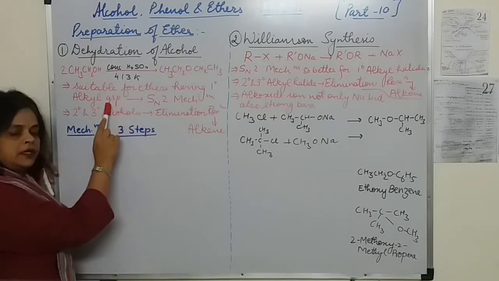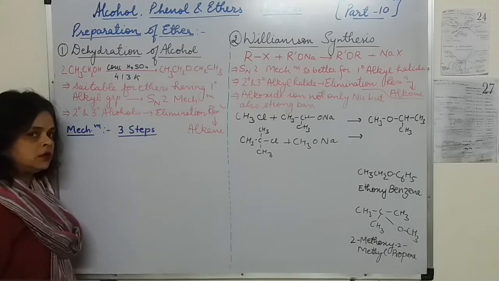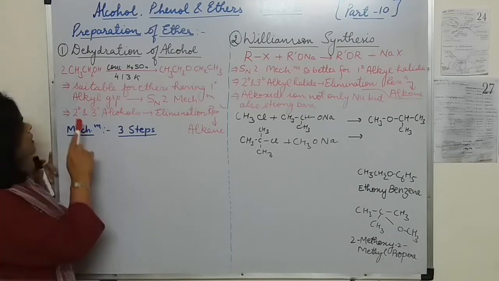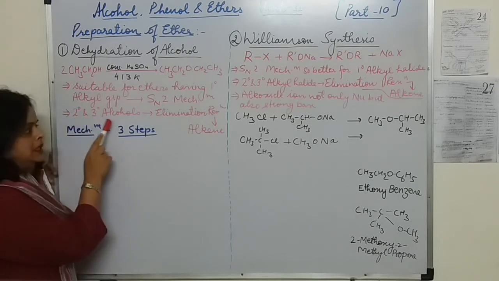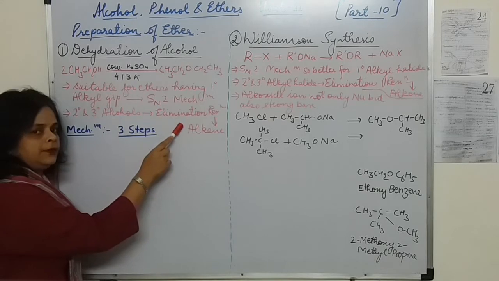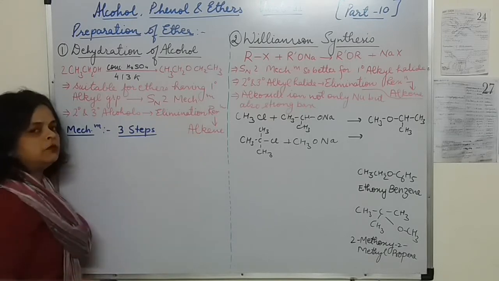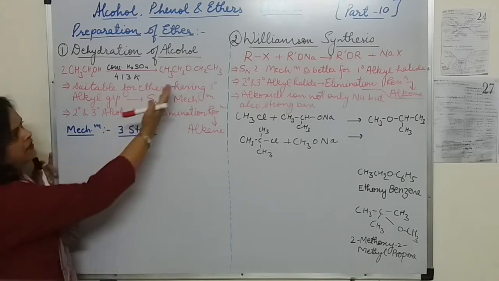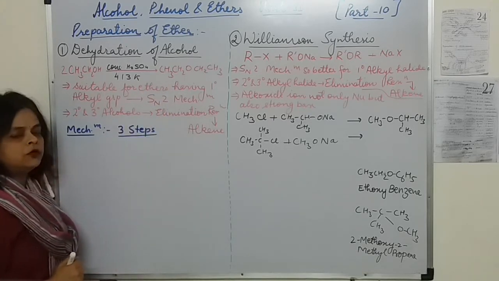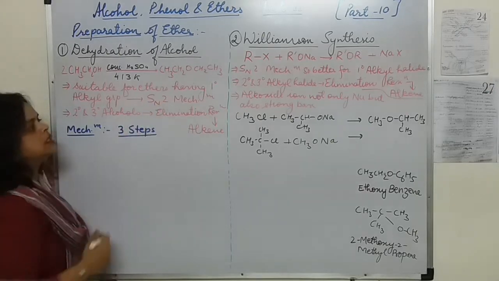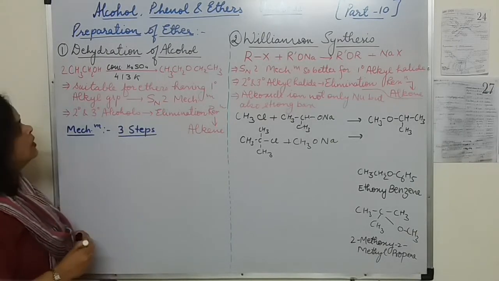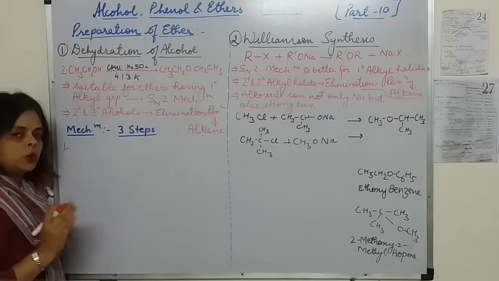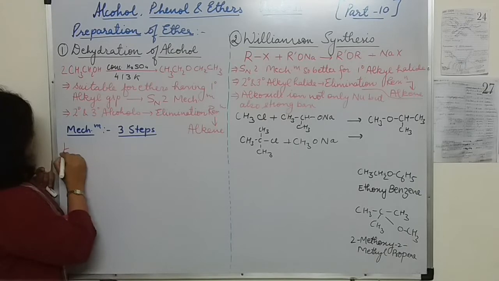And when it is a primary alkyl part, it follows the SN2 mechanism that we had already discussed in haloalkanes and haloarenes. In case of secondary and tertiary alcohols, it follows the elimination reaction and prefers the formation of alkenes. Now let's see the mechanism when we have primary alkyl groups, how it takes place by the SN2 mechanism. First we will draw the structure of the alcohol. In the first step, protonated alcohol is going to be formed.